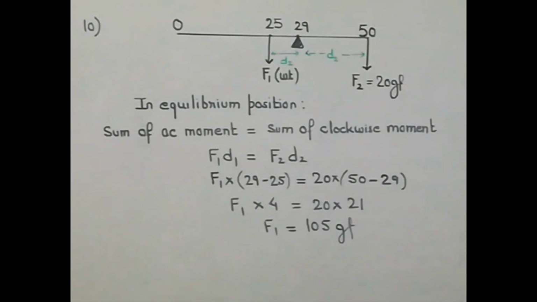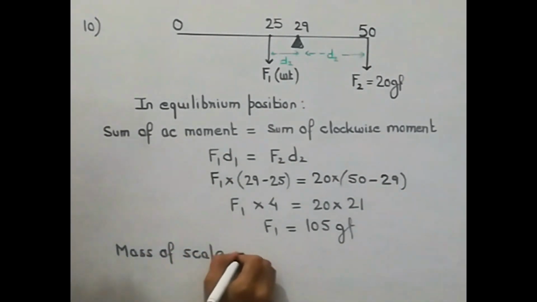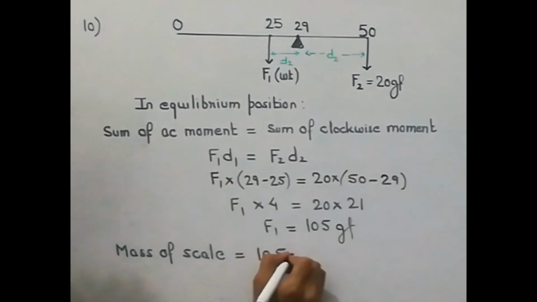But the question says you have to find the mass of the scale. So what can you say about the mass? You will say that the mass of the scale is 105 grams. GF is the weight, but they are asking for the mass. So mass of scale is equal to 105 grams. This will be the answer. You can pause and note it down.